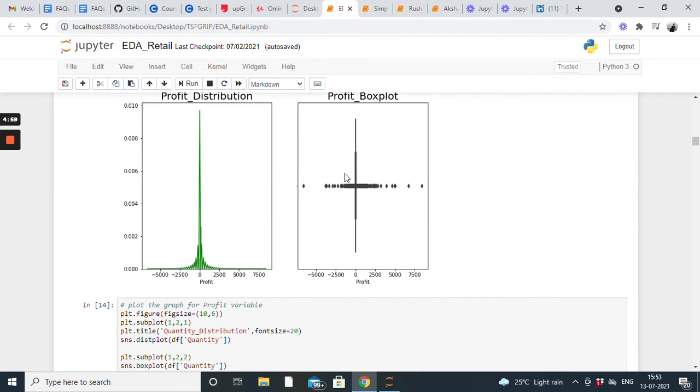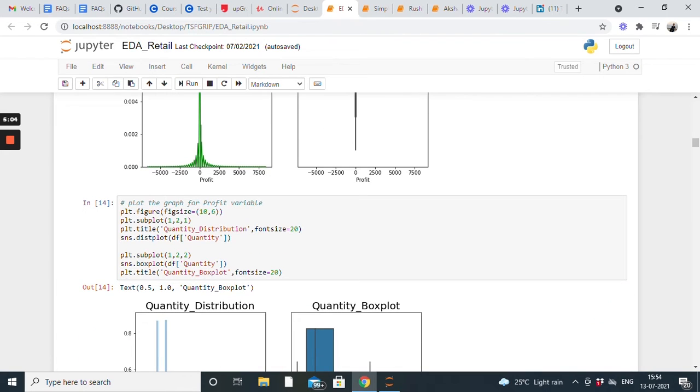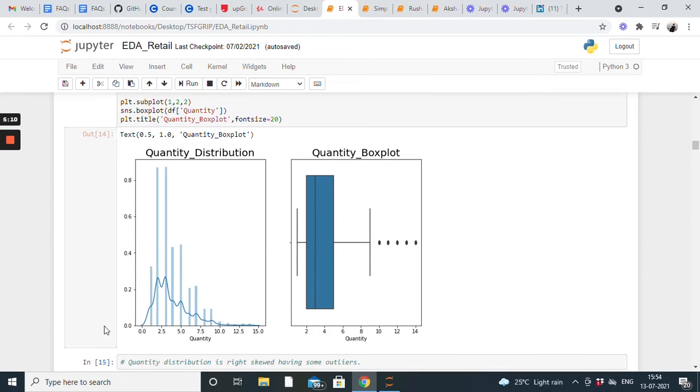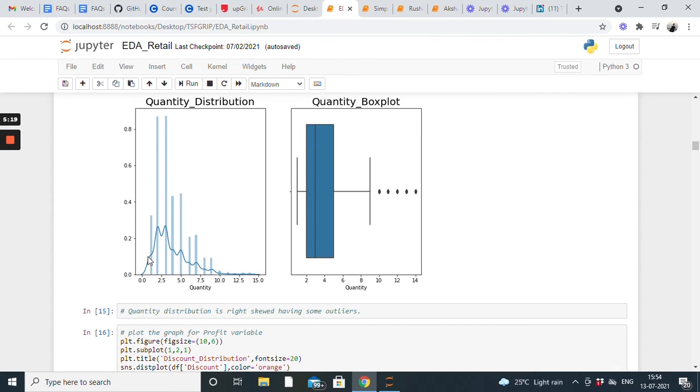Okay, we'll go with the box plot also, and afterwards I'm just going with the distribution of the quantity, right? So this is the distribution of quantity here. By default, we see this quantity is right skewed.